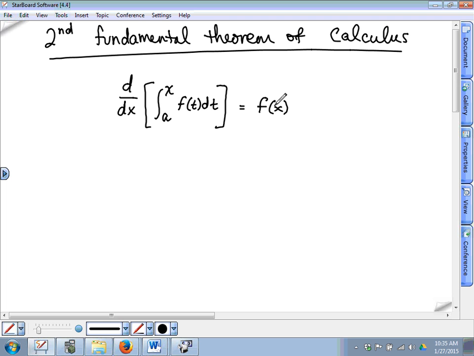Okay, let me explain why it equals x right here. If this d over dx weren't here, and we found the antiderivative, I want you to try to imagine this. If we found the antiderivative of f of t, but then we had to plug in x and a into the antiderivative, wouldn't we have a function of x? Yeah. Let me repeat that.